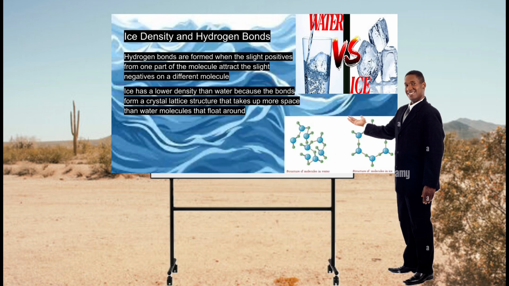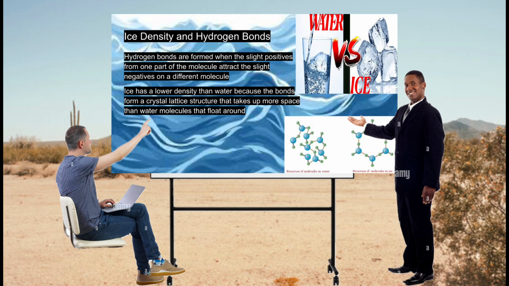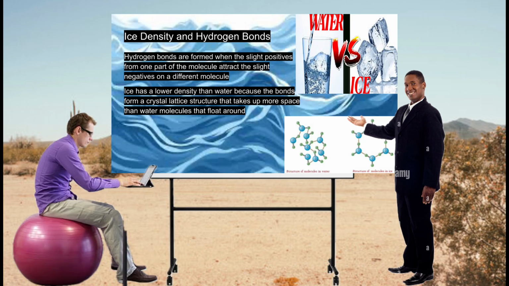Wow, it's so cold. But why is it floating? I thought solids were supposed to be denser. Yeah, that's what ice does because of the crystal structure between the molecules that are formed with hydrogen bonds. What's a hydrogen bond? It's a weak attraction between the slightly positive hydrogens on one molecule and the slightly negative oxygen on the other molecule.